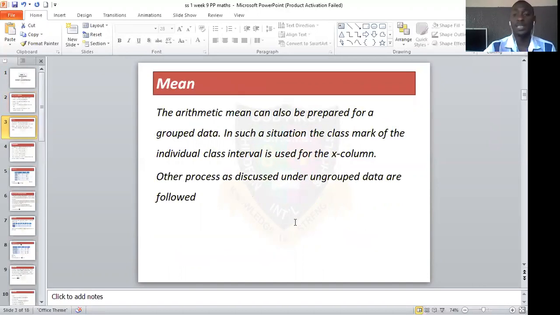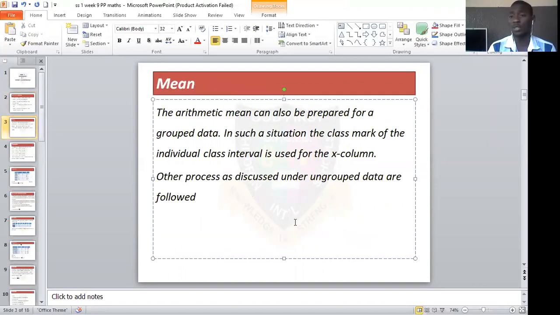We all know what mean is. That is the sum of all the data divided by the total number of data given. The only difference of this from your ungrouped data is that in preparing the frequency table, you will need to show your class mark.